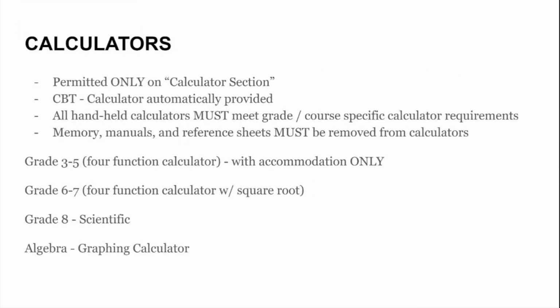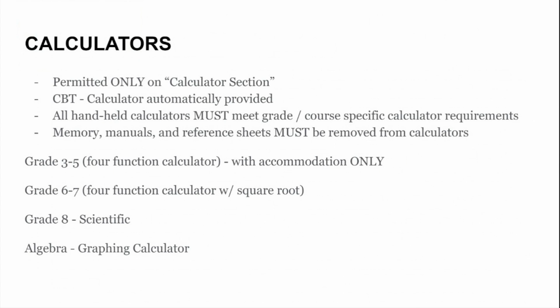Calculators are permitted only on calculator sections unless otherwise stated by an accommodation. A CBT is a calculator-based test, meaning the calculator is automatically provided within the computer. The student will be able to click on a button and a calculator will pop up on those sections. Students can request to have a handheld calculator as well. All handheld calculators must meet grade or course specific calculator requirements. The memory manuals and reference sheets must be removed from calculators.